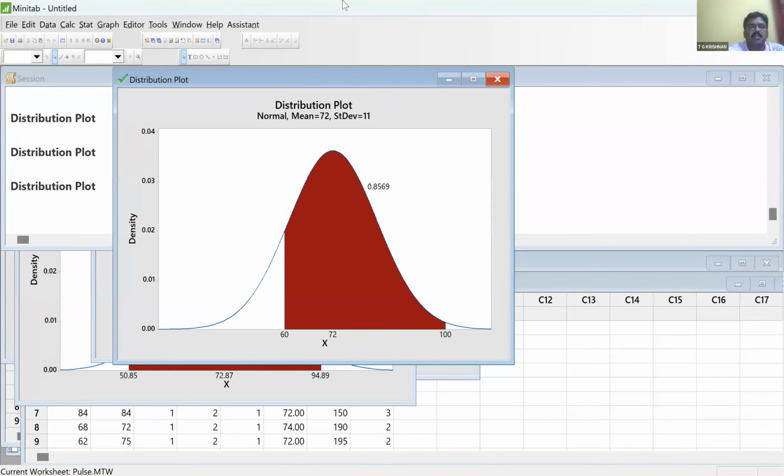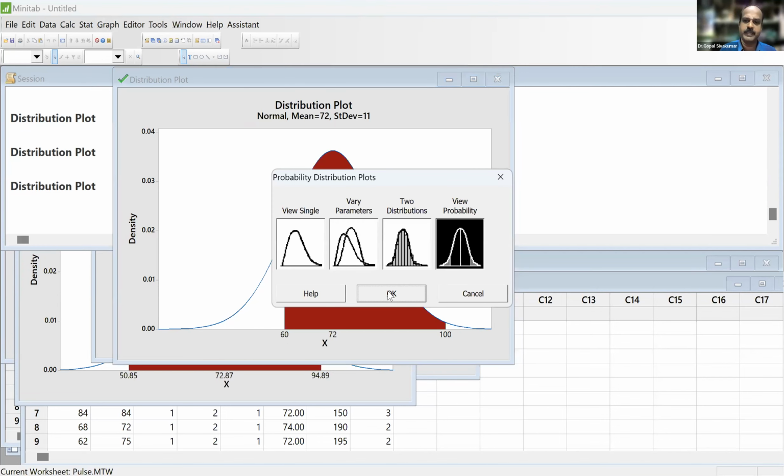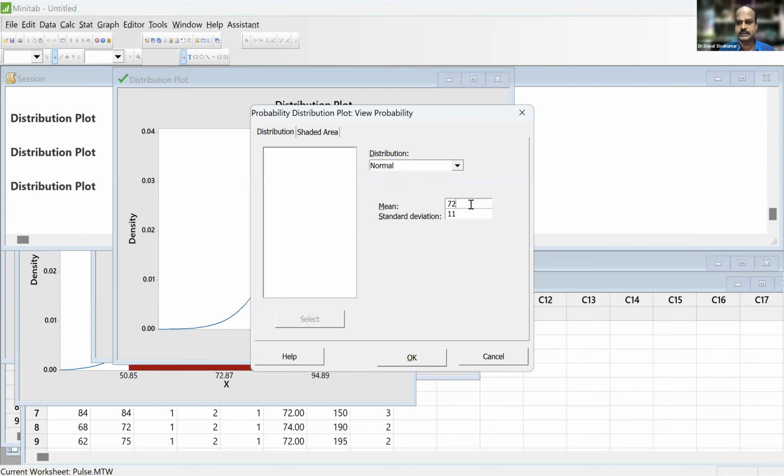So before we close for the day, let me change this example so that you can connect it to your work. Graph, probability distribution plot, view probability. Okay. Now I produce a rod. The length of the rod must be 72 mm plus or minus. The customer has given me a tolerance. Let's say 72 mm plus or minus 0.5. This is the customer requirement.